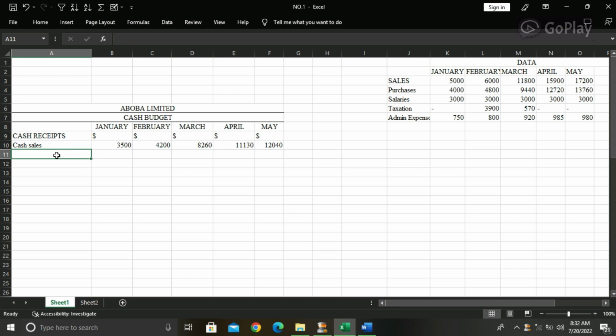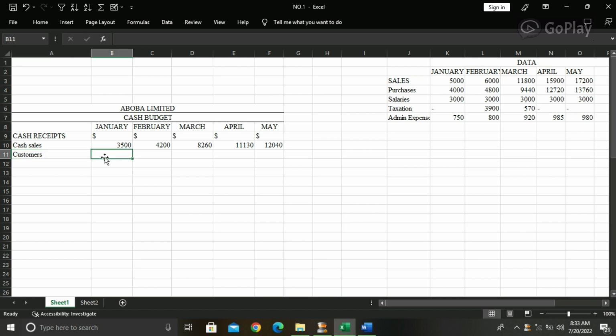Now the next item is to look at our credit customers, those who are owing us. The question is saying that the remaining 30% is collected in the following month. That means that 30% of January sales will be collected in February. Likewise, that of February will be collected in March, and that of March will also be collected in April, in that order. So we need to write our credit customers money that we are supposed to receive from them. They are actually our debtors.